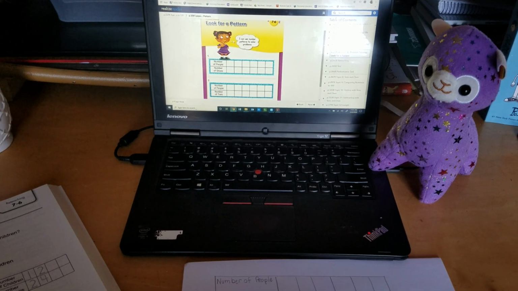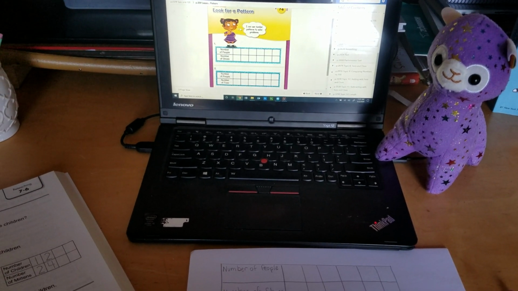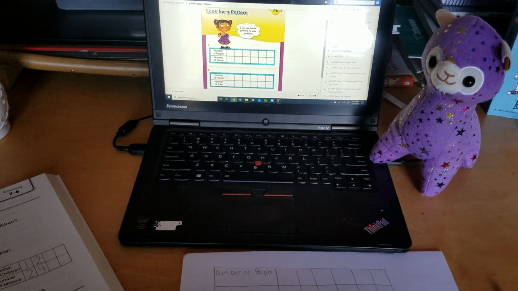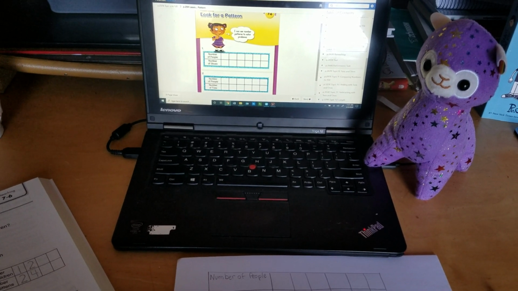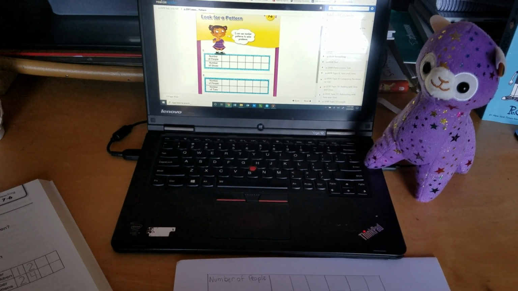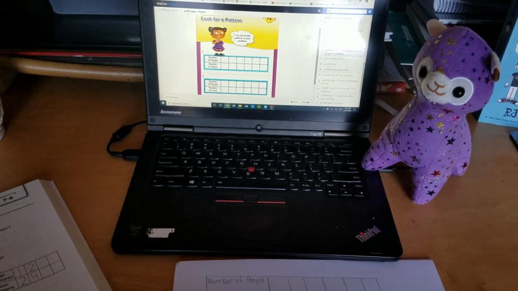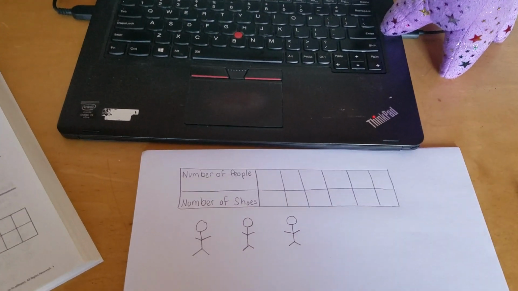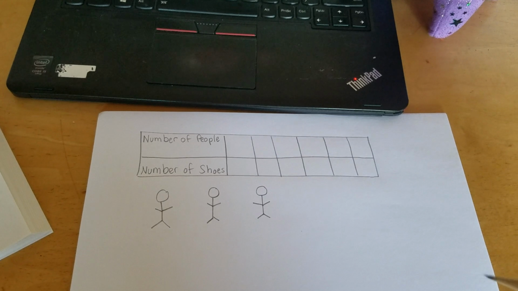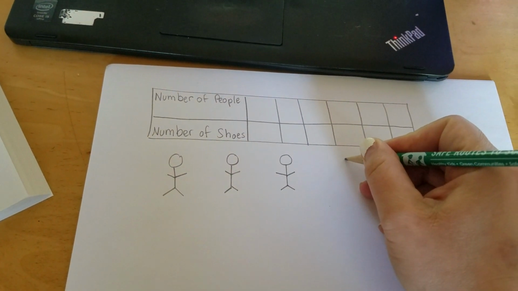There are 6 people. Each person has 2 pairs of shoes on. How many pairs of shoes do all 6 people have on together? So I've already got a drawing started down here. I have 3 people that I've started drawing. I'm going to go ahead and draw 3 more people.